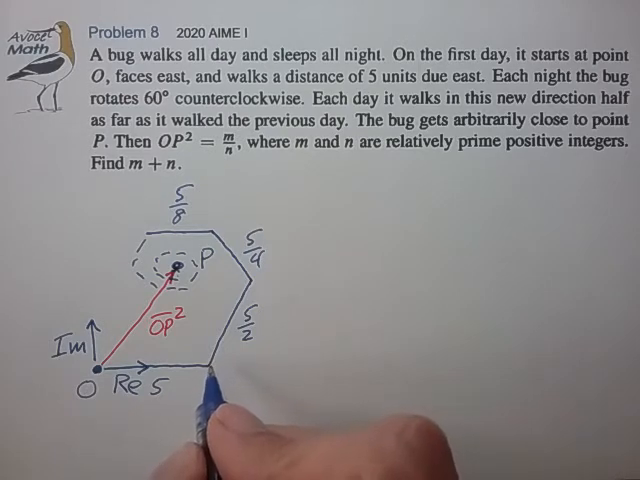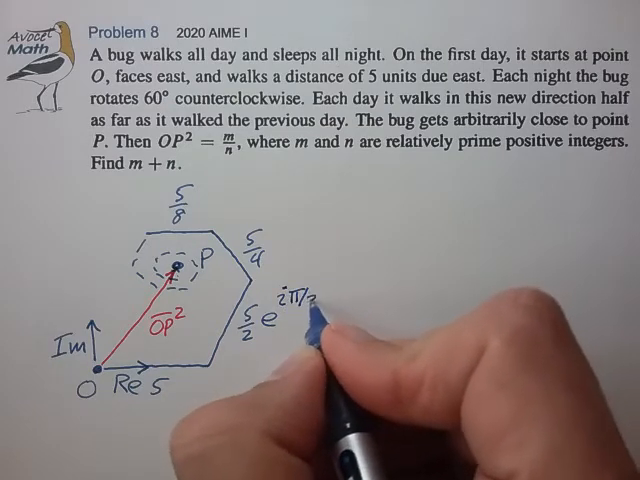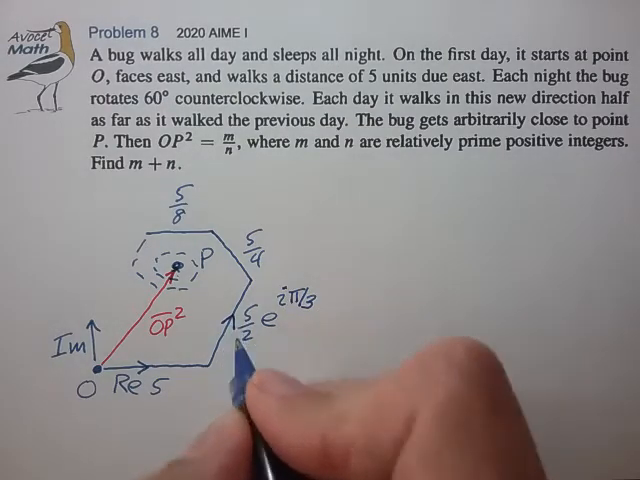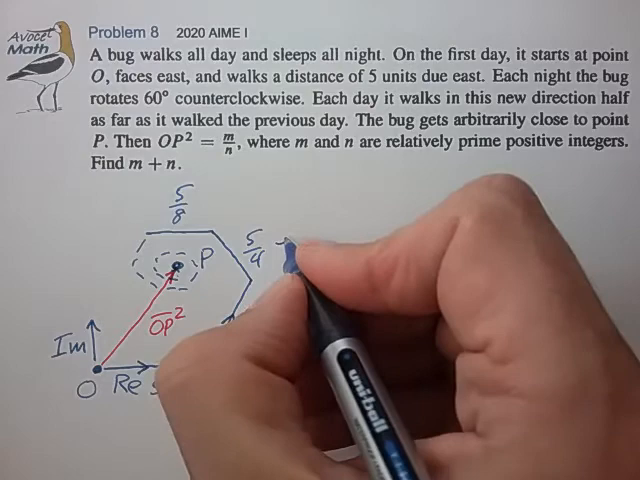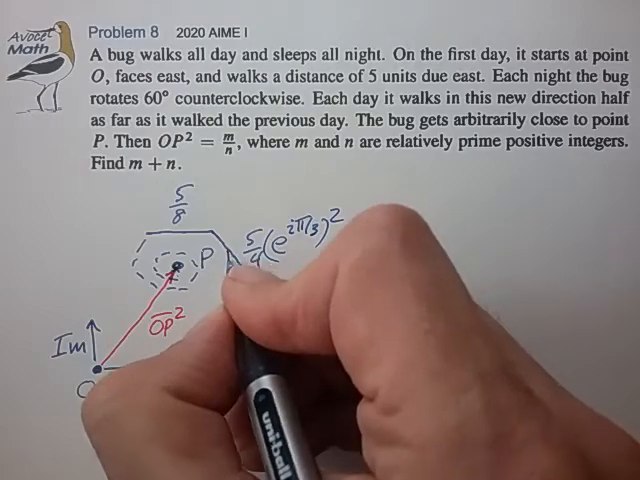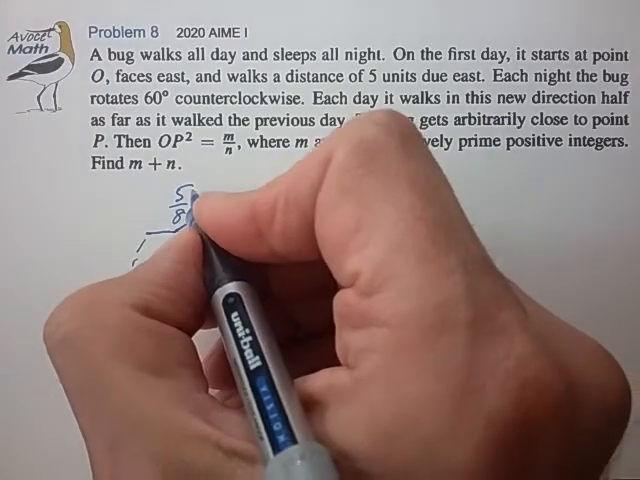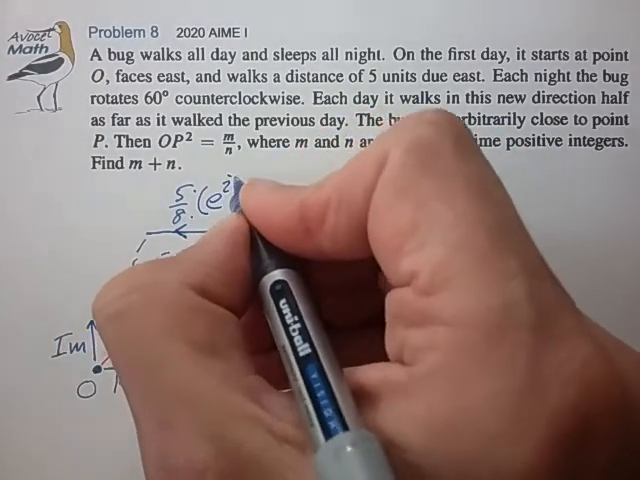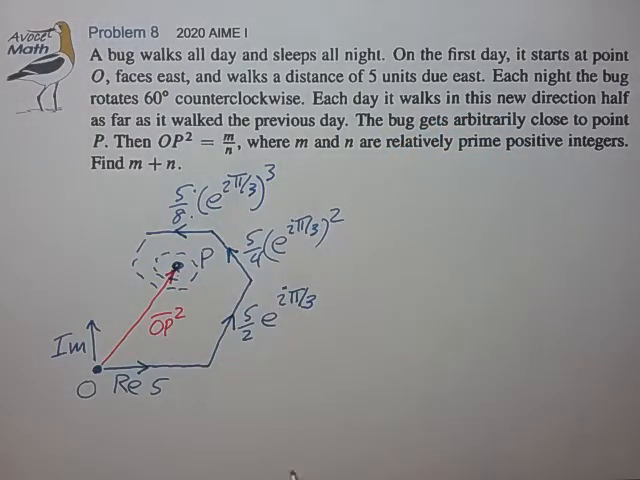In the complex plane, from de Moivre's theorem, we know that rotating 60 degrees is the same as multiplying by e to the i pi over 3. So that represents the second number in our series. Rotating another 60 degrees is e to the i pi over 3 squared. So that's our third number in the series. The fourth number in the series is 5 over 8 times e to the i pi over 3 cubed. So we sort of see what's going on here now.